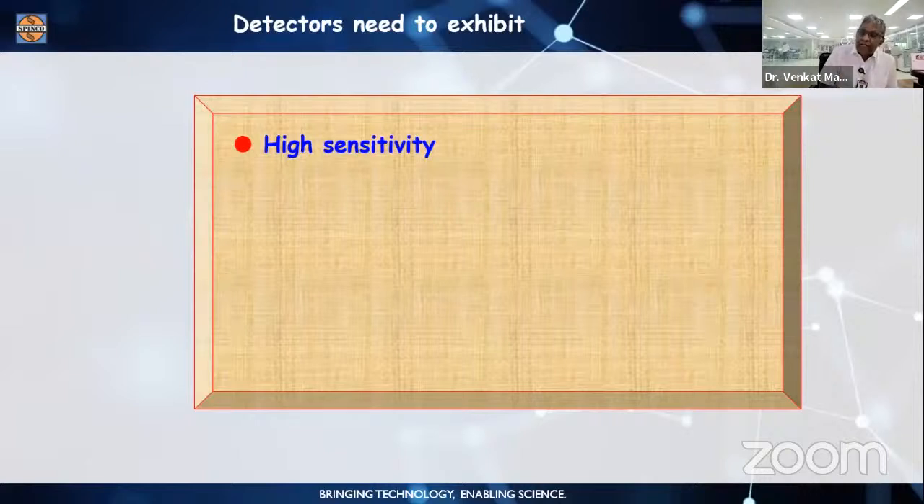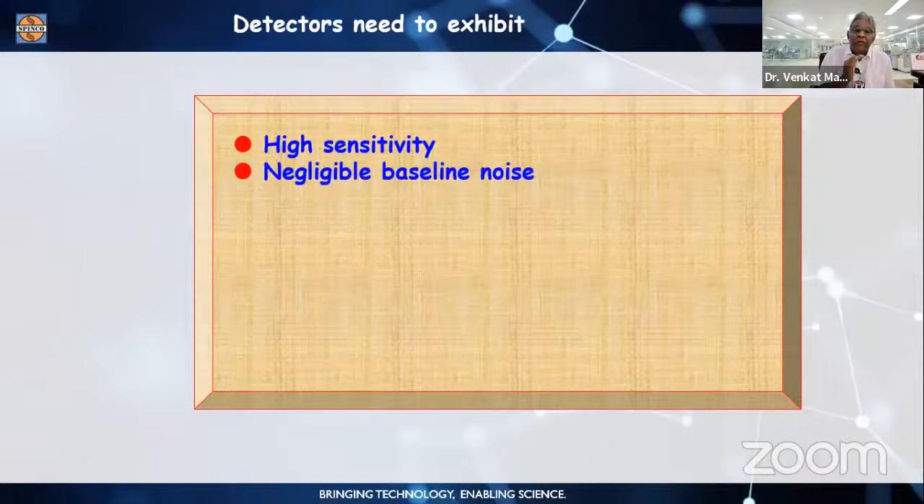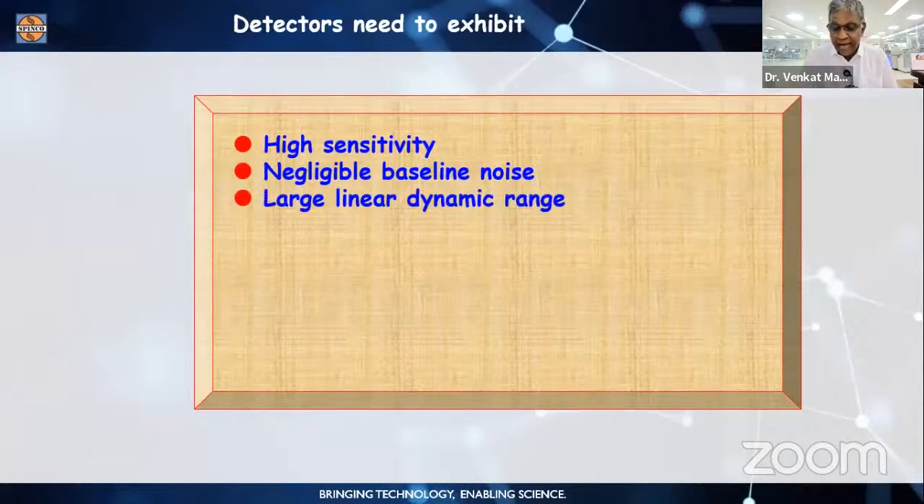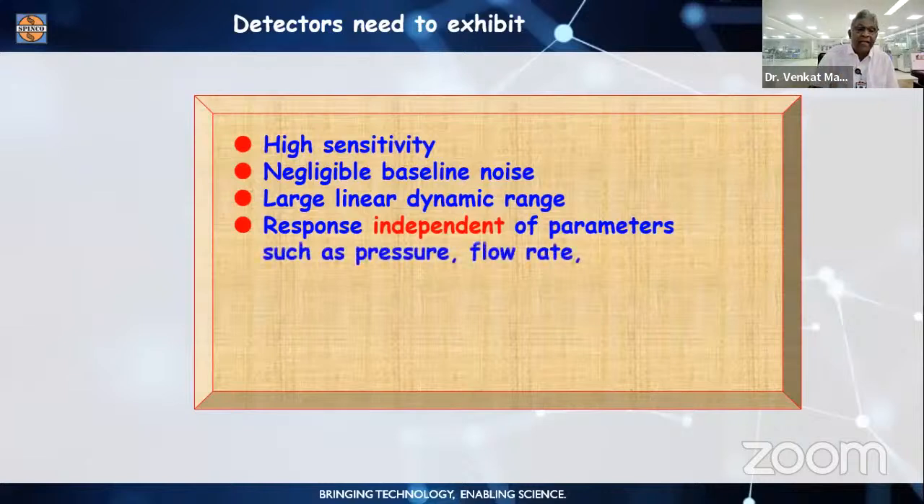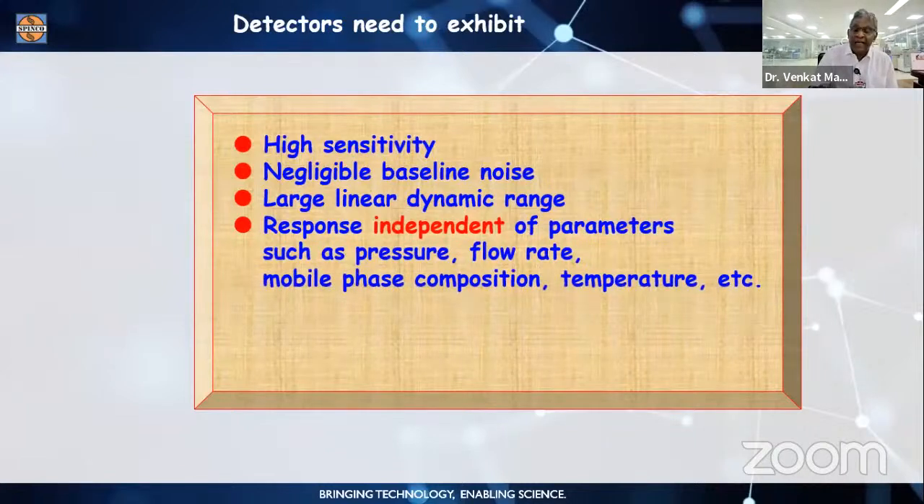Any detector that you use for gas chromatography or liquid chromatography should have high sensitivity. The baseline should be completely noise free, and it should have a large dynamic range. The response of the detector should be independent of parameters such as pressure, flow rate, mobile phase composition, temperature, and all other parameters. And the dead volume should be very low.